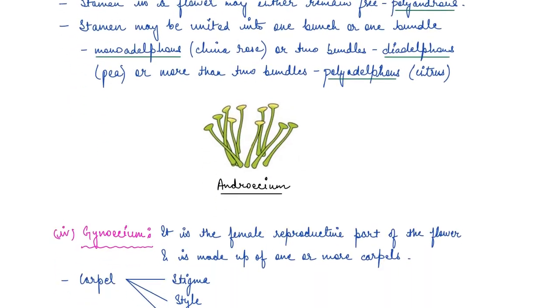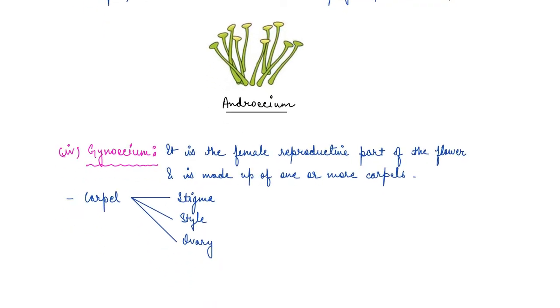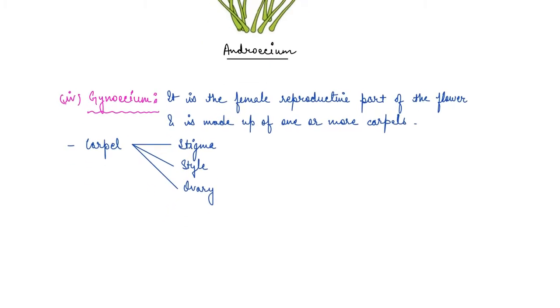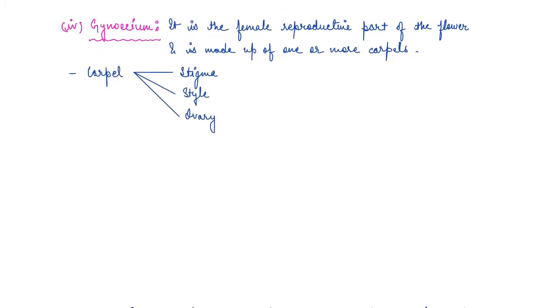So here if you see, this is the diagram of a stamen. Here is the stalk or filament, and this is the anther which has the pollen grain. So the last whorl that we have to cover is gynoecium. Gynoecium is nothing but the female reproductive part of the flower, and it is made of one or more carpels. Now, a carpel has 3 parts, which are stigma, style, and ovary. So, remember that it has 3 parts: stigma, style, and ovary.